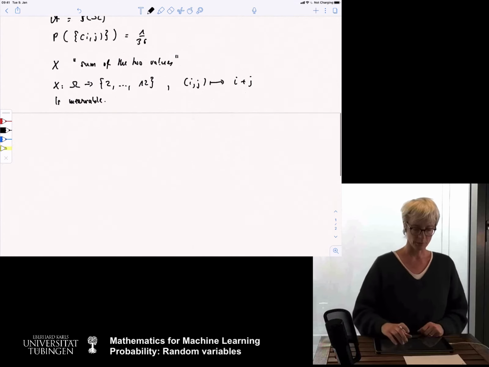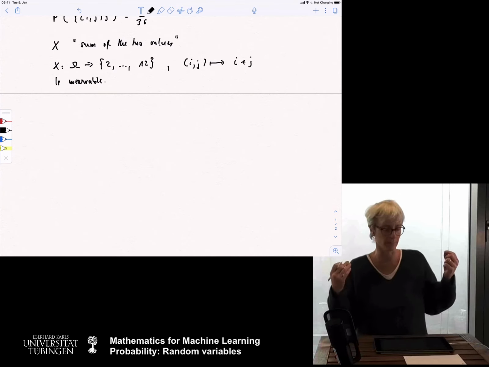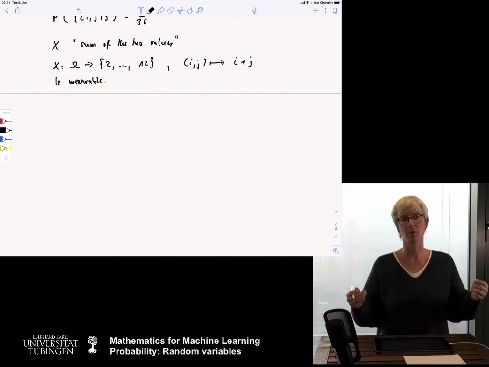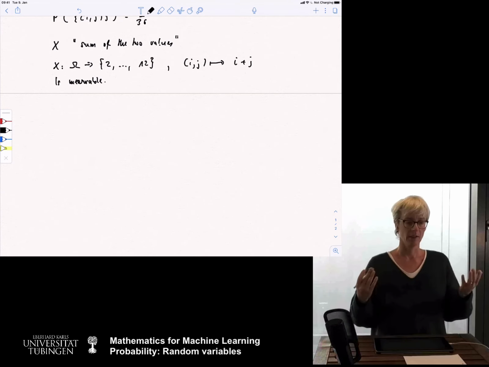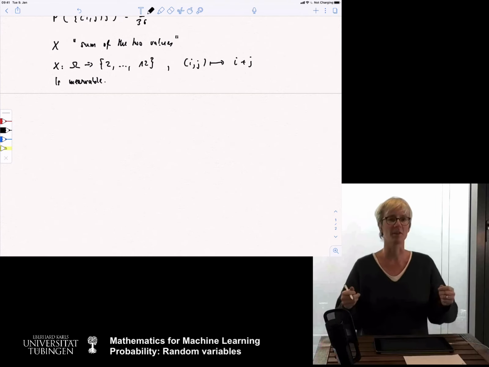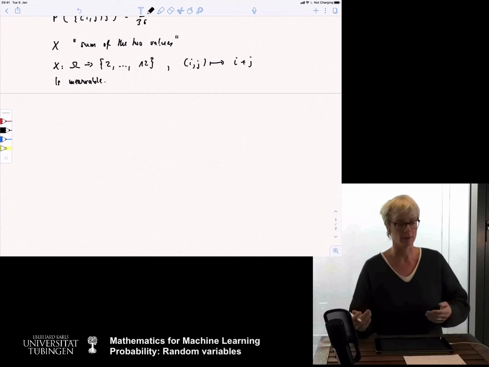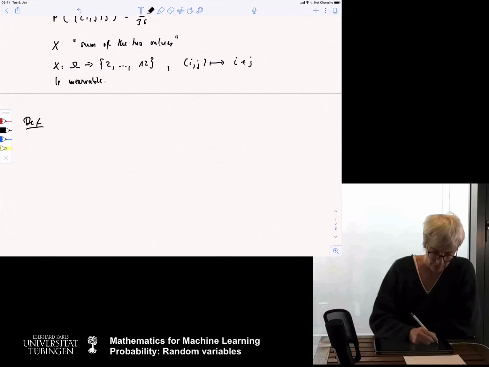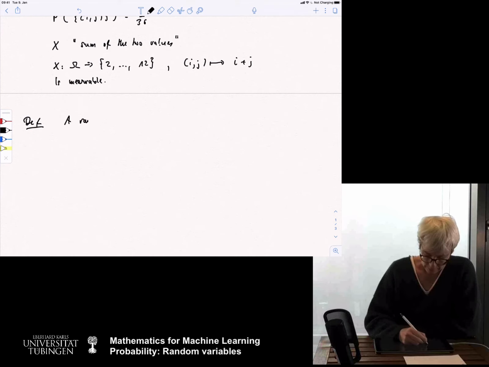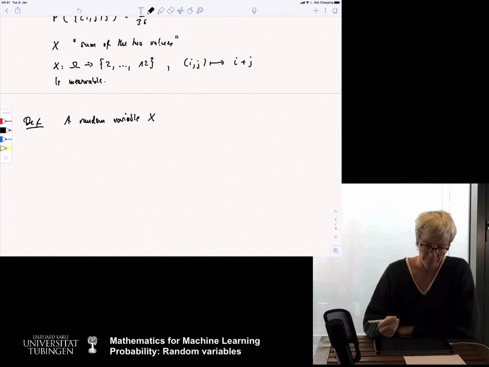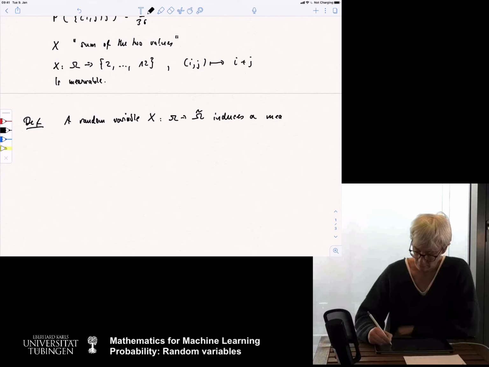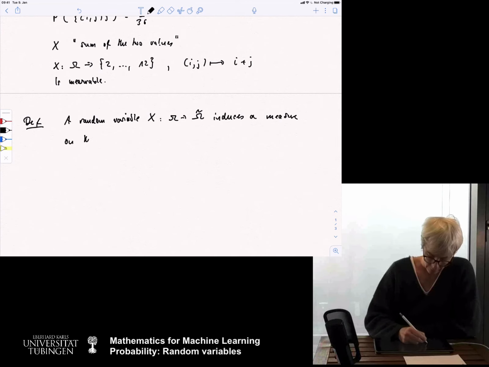Now I want to introduce two more notions, namely what is now called the distribution of x. I might have used this word already. Sometimes the words distribution and probability measures are used interchangeably, but formally a distribution is something that is associated to a random variable. Let me define it. A random variable x from omega to omega tilde induces a measure on the target space.